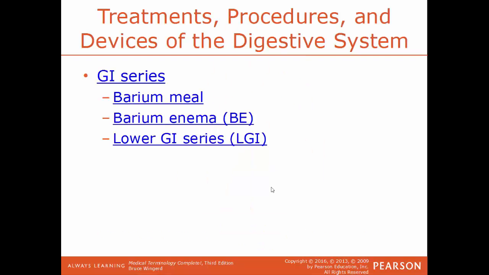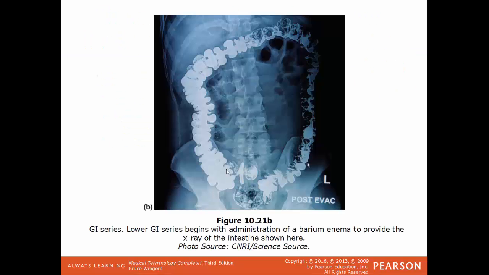Okay, other ways to inject barium into the patient for a GI series would be a barium meal or a barium enema. You would use a barium enema if you want to look at parts of the lower GI tract. So if you're looking at the lower end of the tract, you're better off injecting the barium through an enema through the rectum. So that would be a lower GI series. And this is how that would look. And of course the barium would be coating the lower part of the tract. You can see that highlighted here.